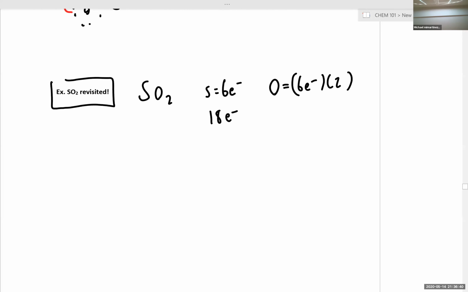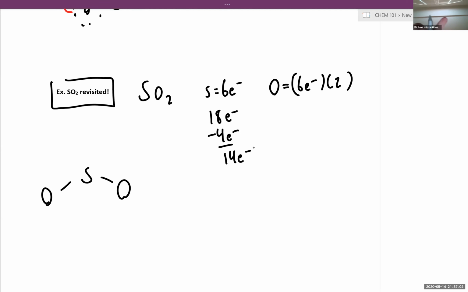So what is our central atom going to be? Sulfur, yep. Okay, so we're going to surround it with 2 oxygen atoms and form 1 bond each. So we have 14 electrons remaining.